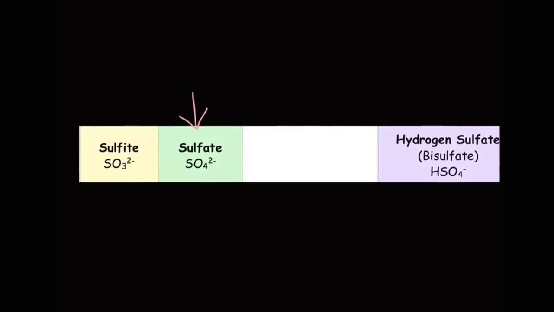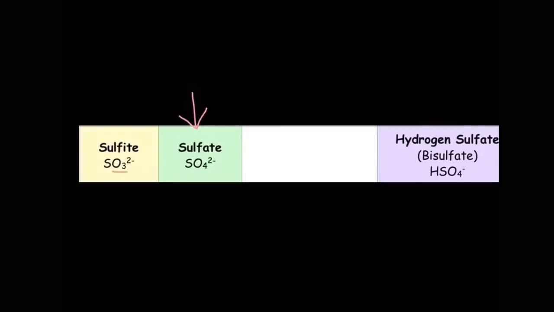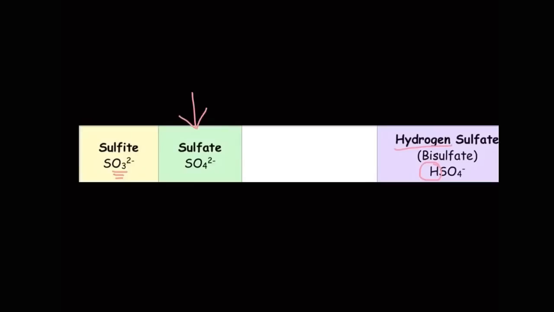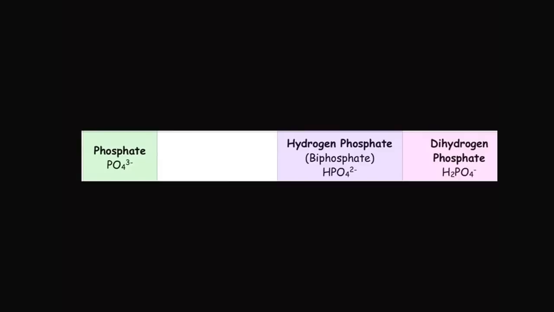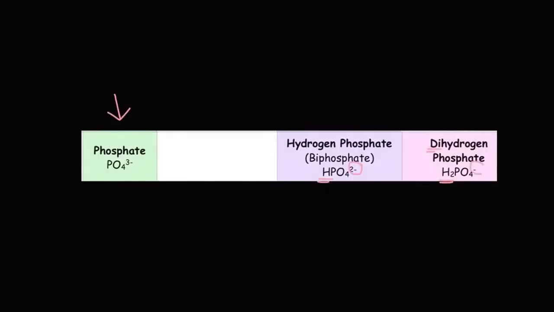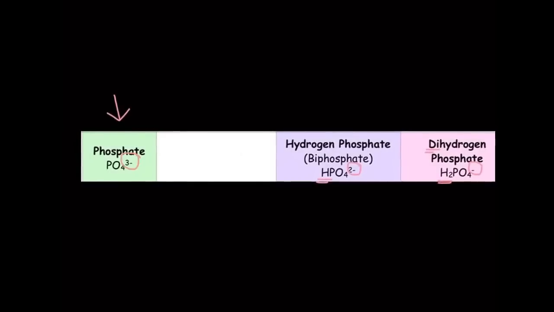Sulfate is the one we already know. Sulfite is the light version, so it has only 3 oxygens, and hydrogen sulfate follows the pattern of hydrogen carbonate, which means it has a hydrogen in the front and 1 less negative charge. And then there's phosphate. This is the version we know. Hydrogen phosphate has that extra hydrogen and 1 less negative charge, and dihydrogen phosphate has 2 of those hydrogens and a -1 charge instead of phosphate's -3.